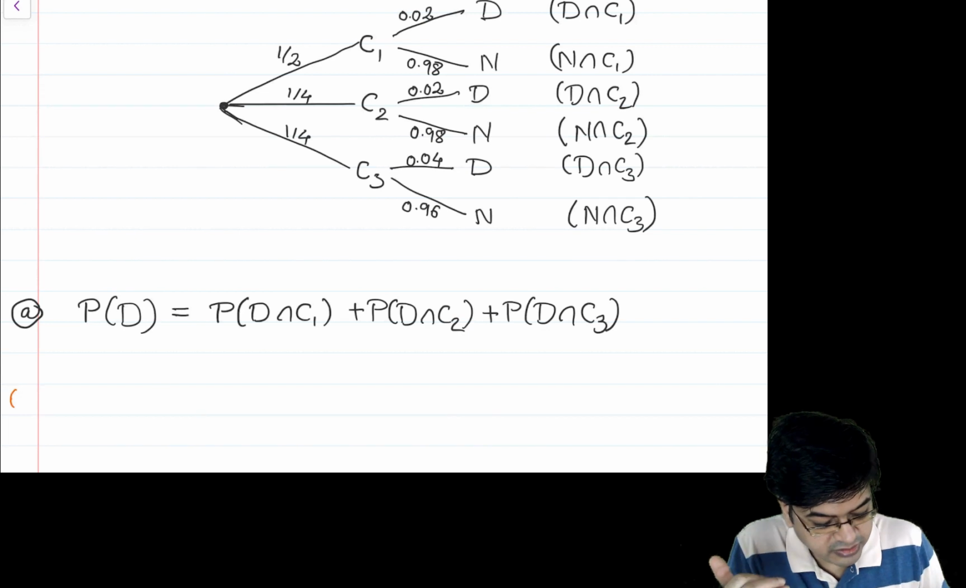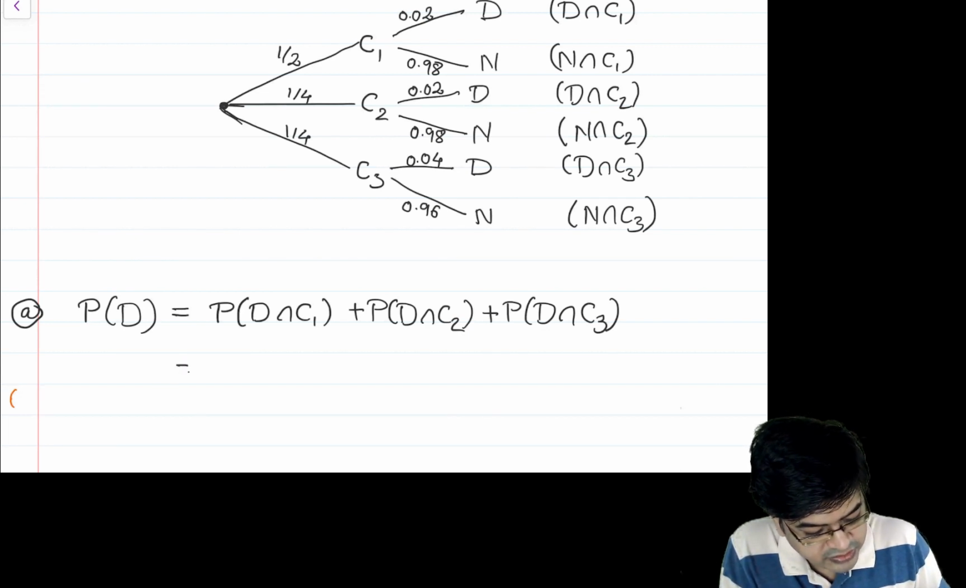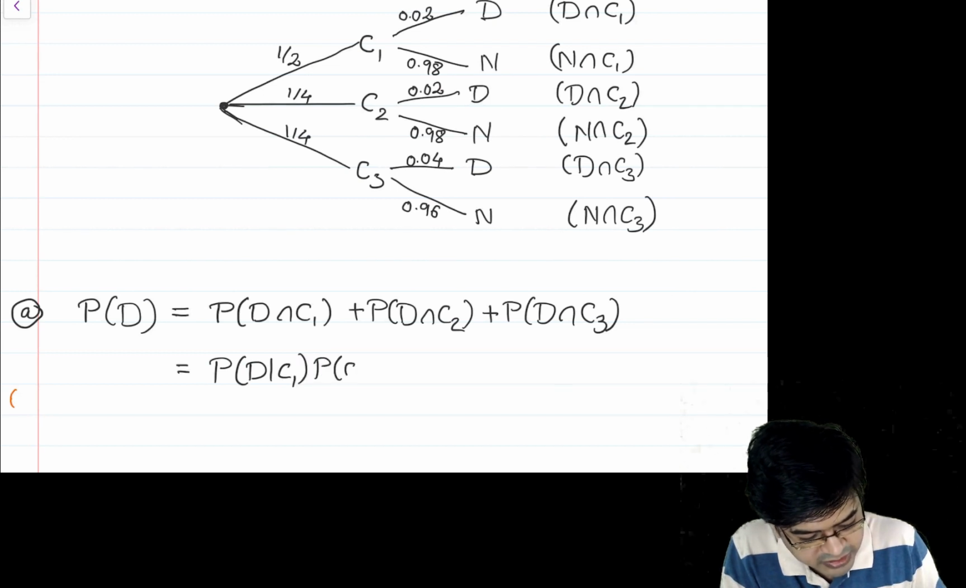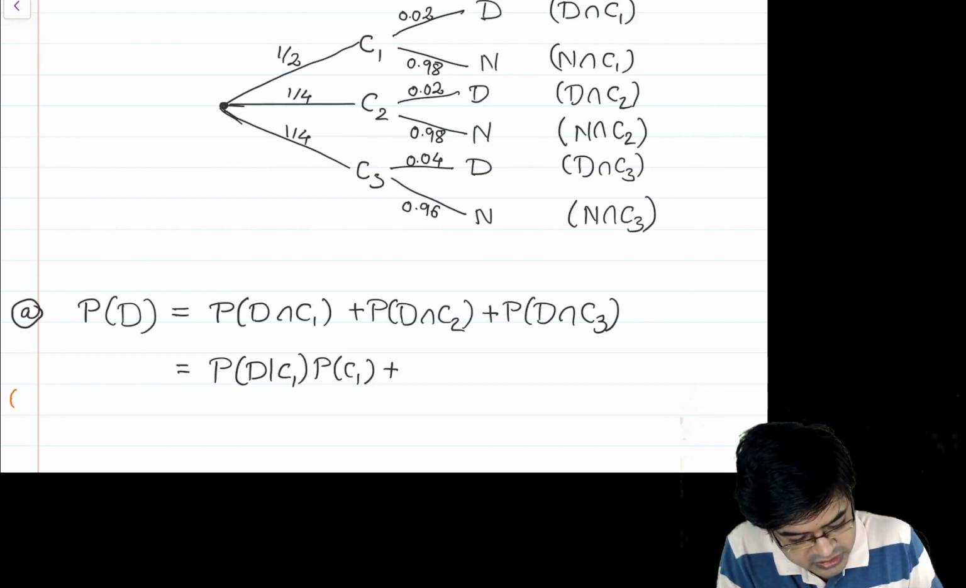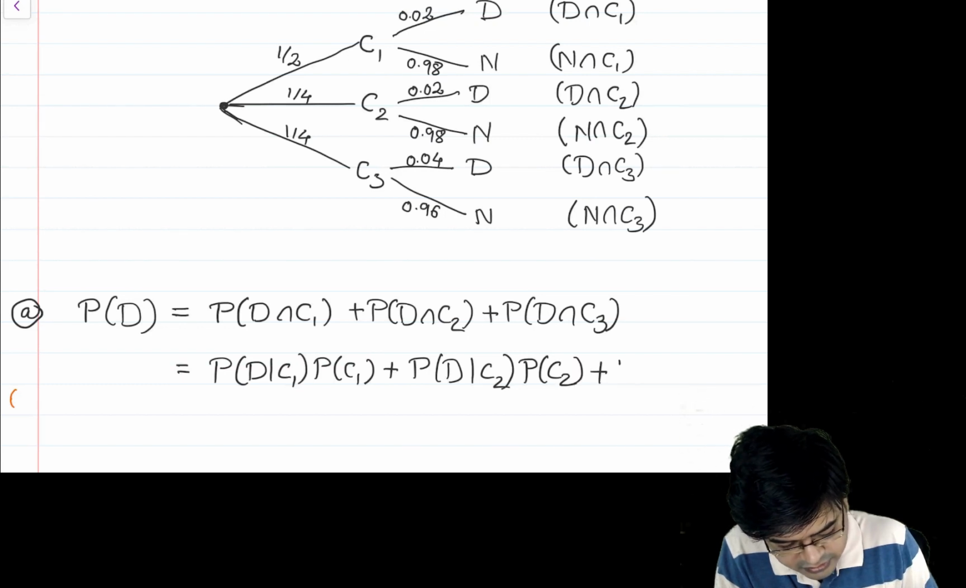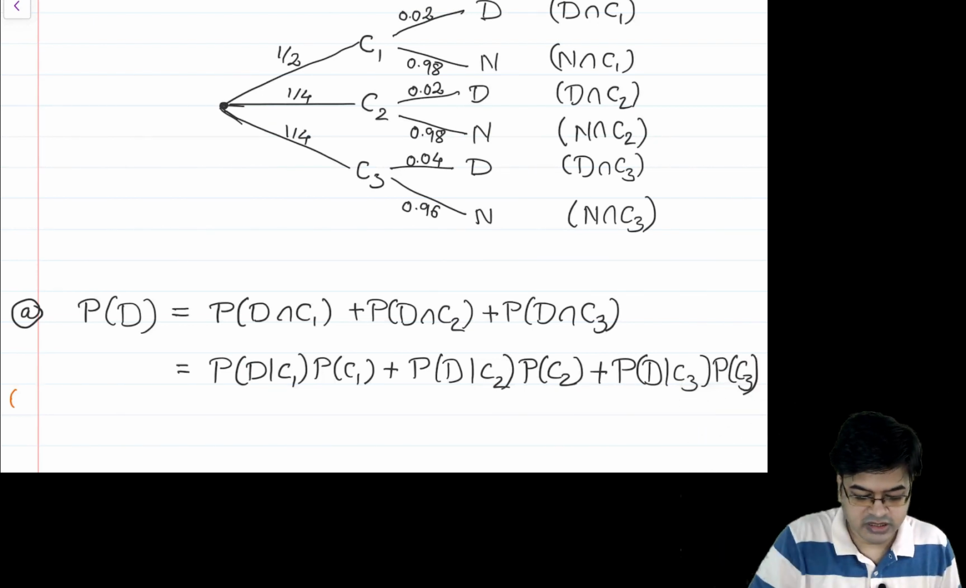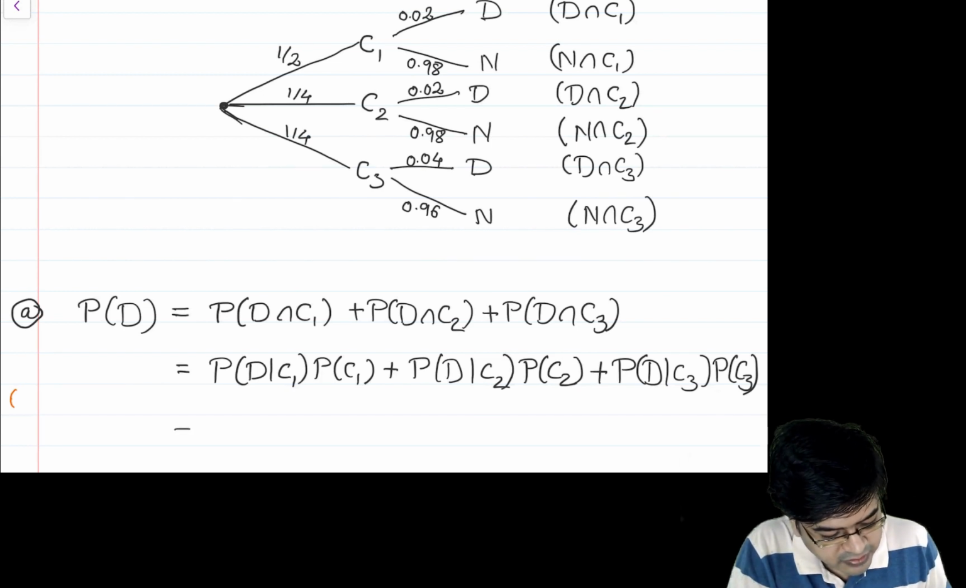Good. Do I know how to compute these probabilities? Yes, I know using multiplication rule, that is probability of item being defective given that it is produced by C1 into probability of C1. In a similar manner, I have all other probabilities, D given C2 given that it is produced by C2. Okay, so this completes our understanding. Now it's just a matter of putting in the right values and getting the answer.